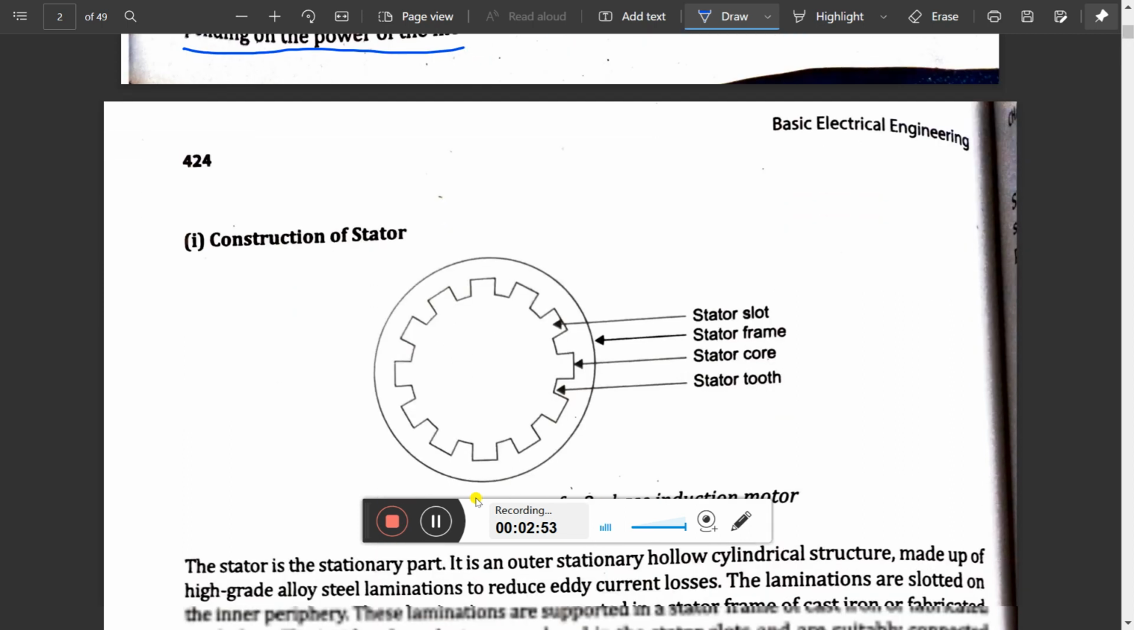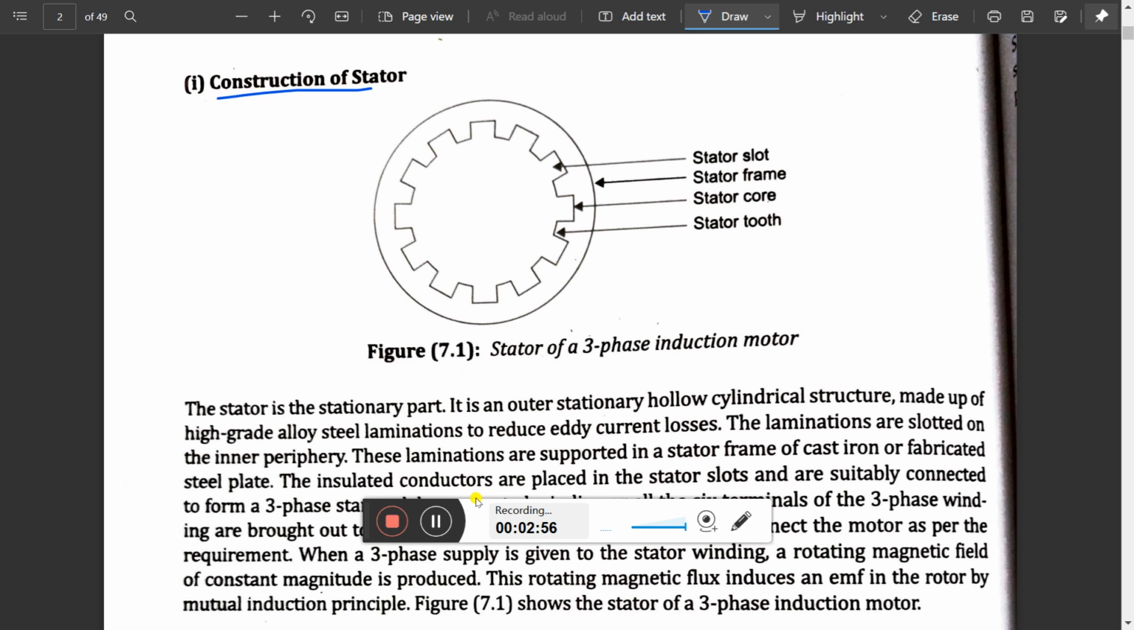If you observe the construction of the stator, we have stator slots, stator frame, stator core, stator teeth. Observe this. This is the stator frame, outside of the motor. This is the stator slot. This is the stator teeth. In this area only we will place the winding. For three phase, we place three windings with 120 degrees displacement.